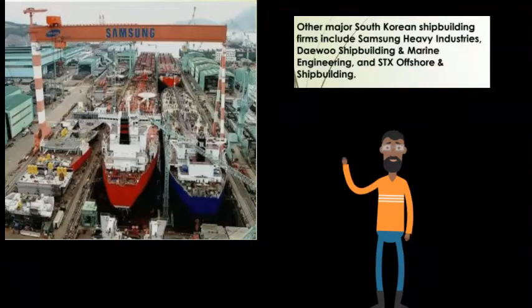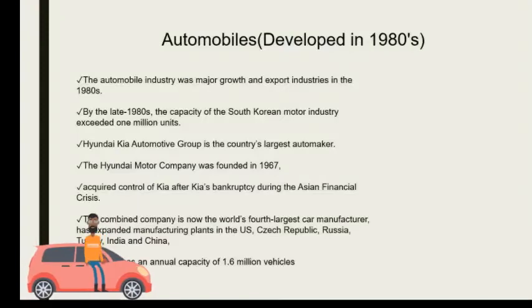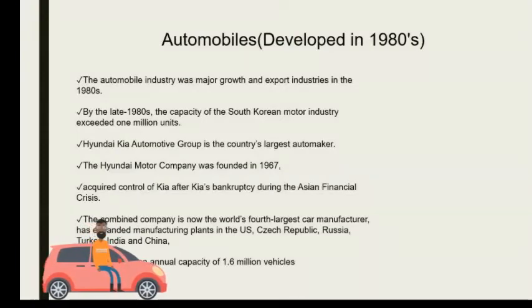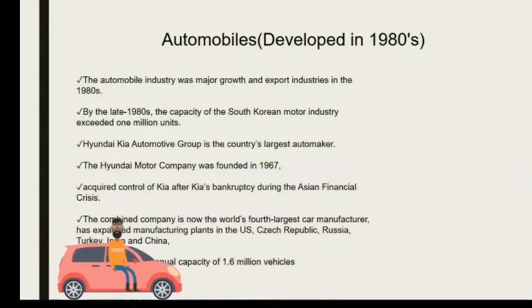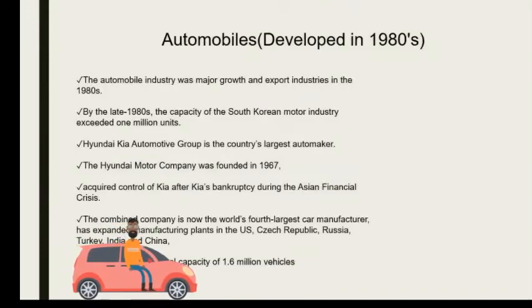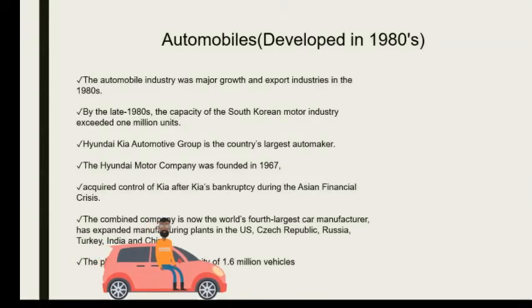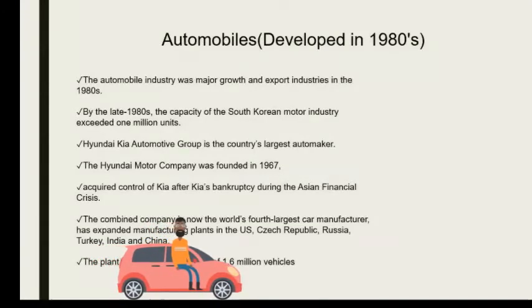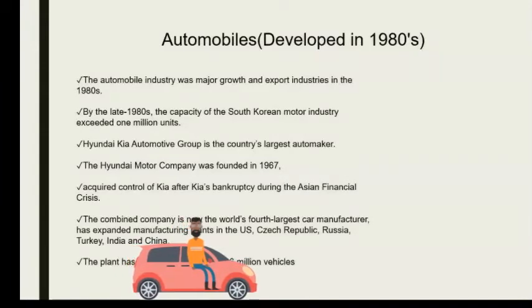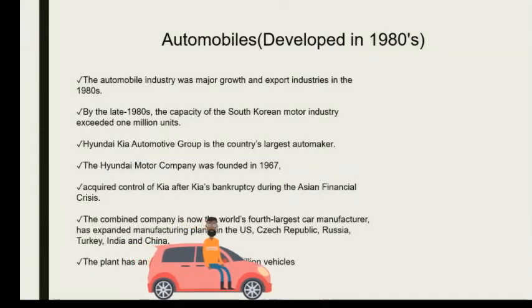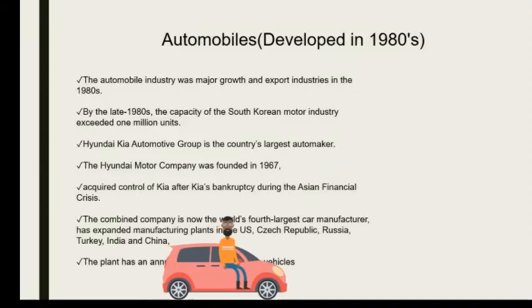Other major South Korean shipbuilding firms include Samsung Heavy Industry, Daewoo Shipbuilding and Marine Engineering, and STX Offshore and Shipbuilding. Automobiles developed in the 1980s. The automobile industry was a major growth and export industry in the 1980s. By the late 1980s, the capacity of the South Korean motor industry exceeded 1 million units. Hyundai and Kia Automotive Group is the country's largest automaker.